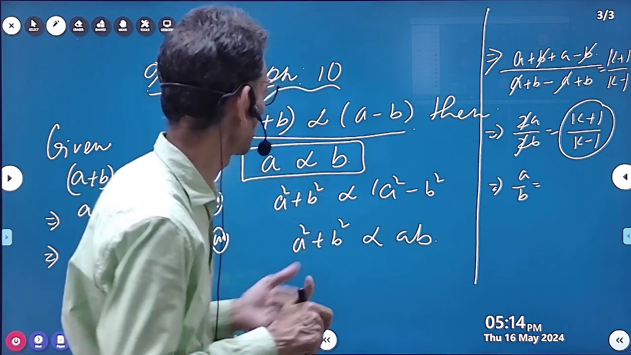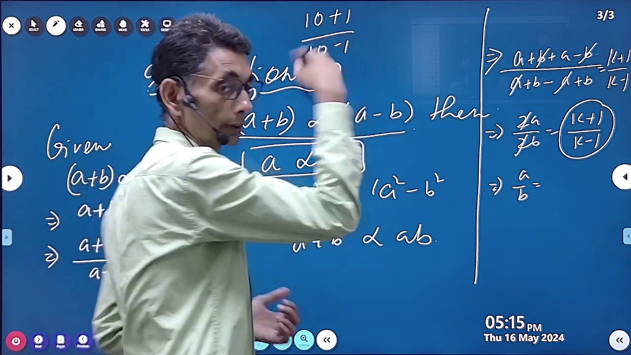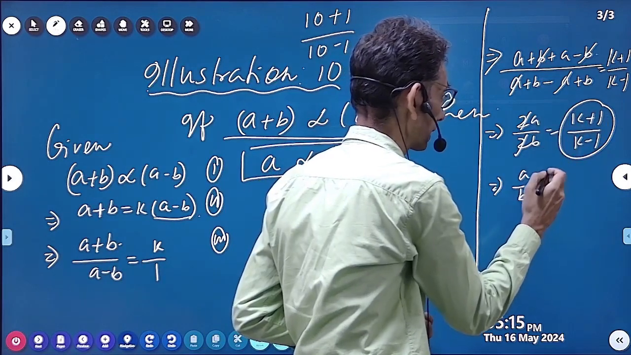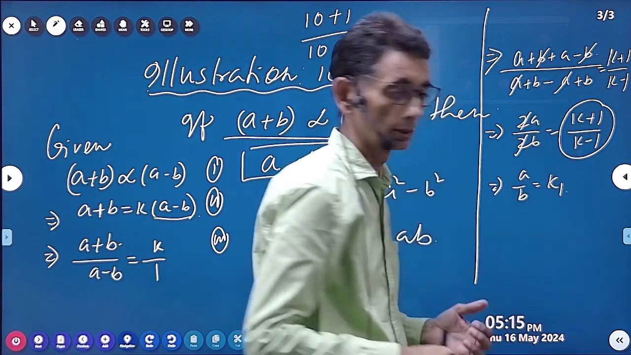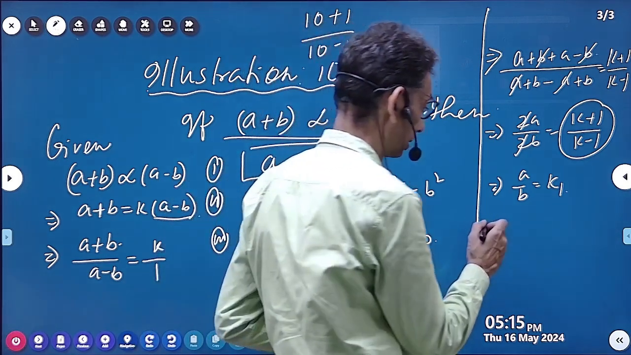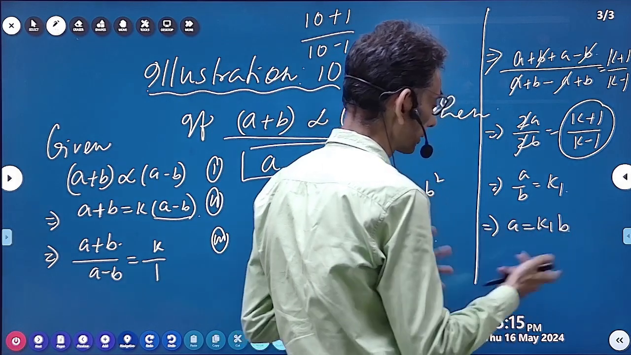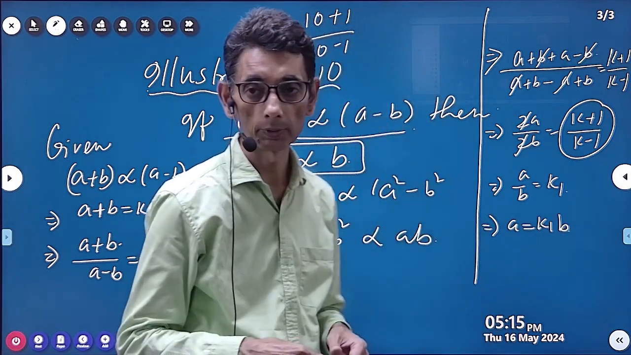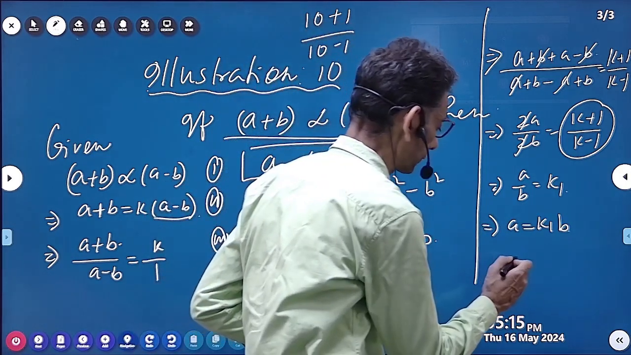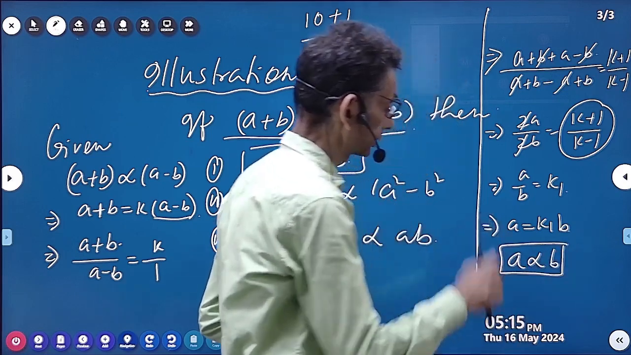Take any constant, say the constant is 10. 10 plus 1 divided by 10 minus 1. Will you get a constant or not? Writing this as a constant is difficult, so we gave it a new name, K1. So A by B is equal to K1, meaning A is equal to K1 B. When do we get A is equal to K1 B? If A is directly proportional to B. So therefore A is directly proportional to B. Our concern is this only.